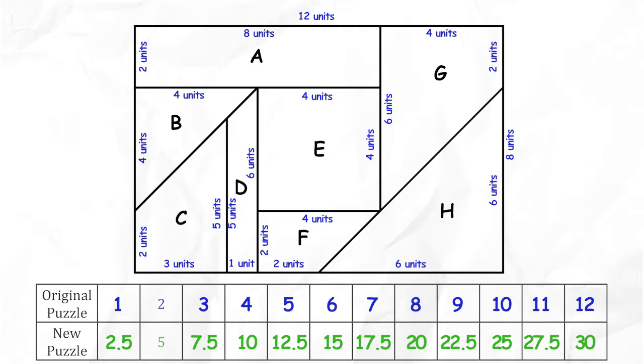All lengths of 2 units will become 5 units. Lengths of 1 unit will be 2 5/10 units. Lengths of 4 units will become 10 units, and lengths of 6 units will become 15 units. Other lengths can also be determined by the completed ratio table.